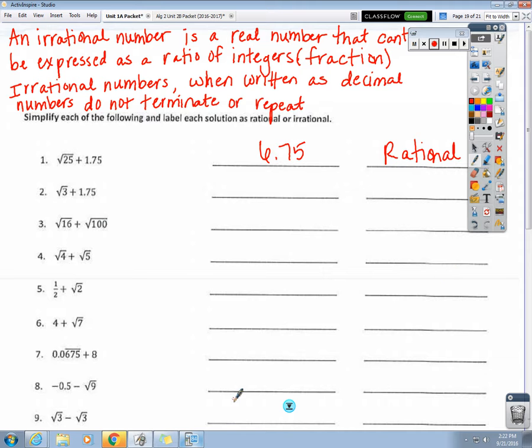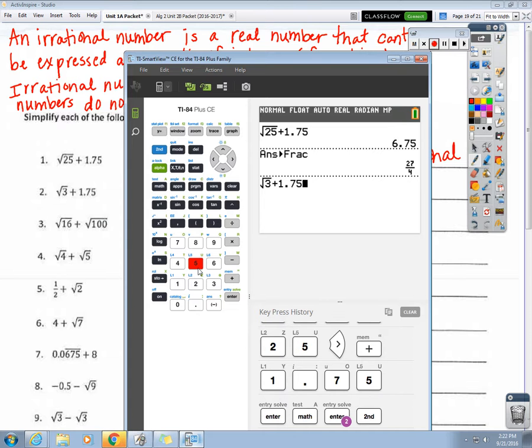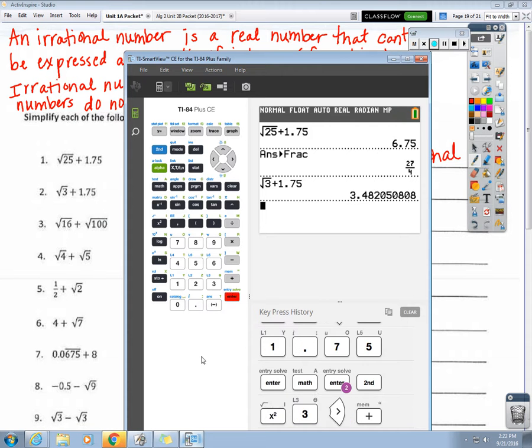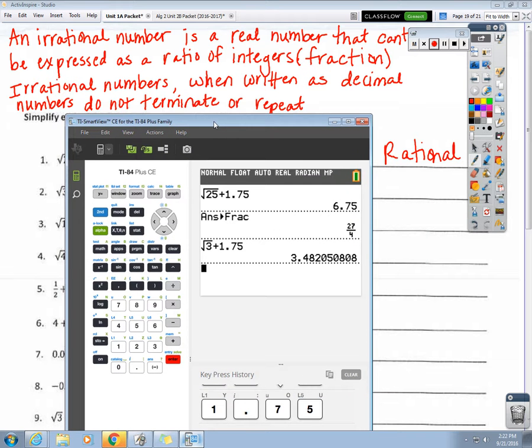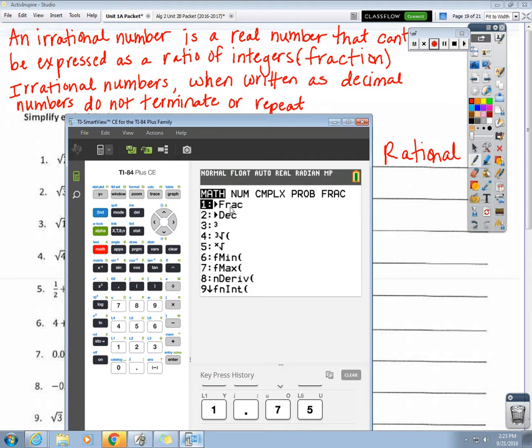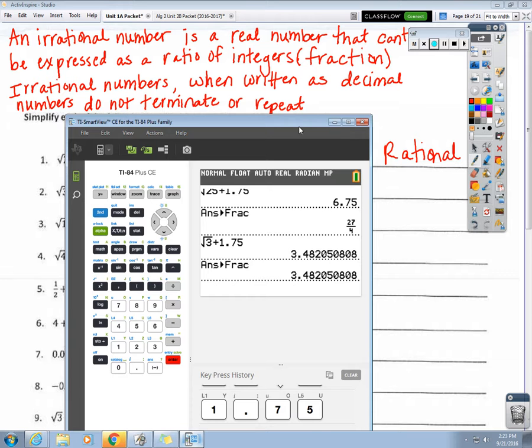So let's look at number 2. The first thing you need to do is type it in. So the square root of 3 plus 1.75. And you get that. Does that look like a number that does not terminate or repeat? Yes. Even though on the calculator you see it stop, it continues to go on. But it's not repeating, is it? Like there's no pattern there. Also, this time if you press math and then try to turn it into a fraction by doing enter, enter, it won't. That means that number is irrational.